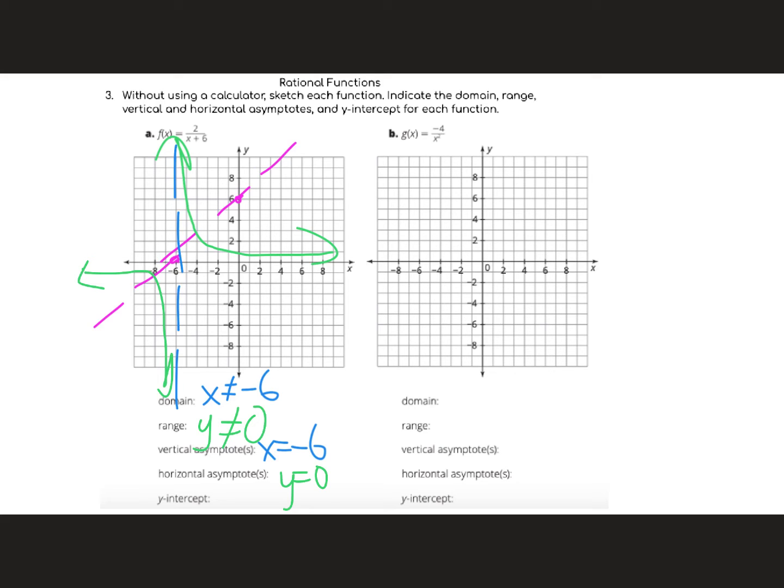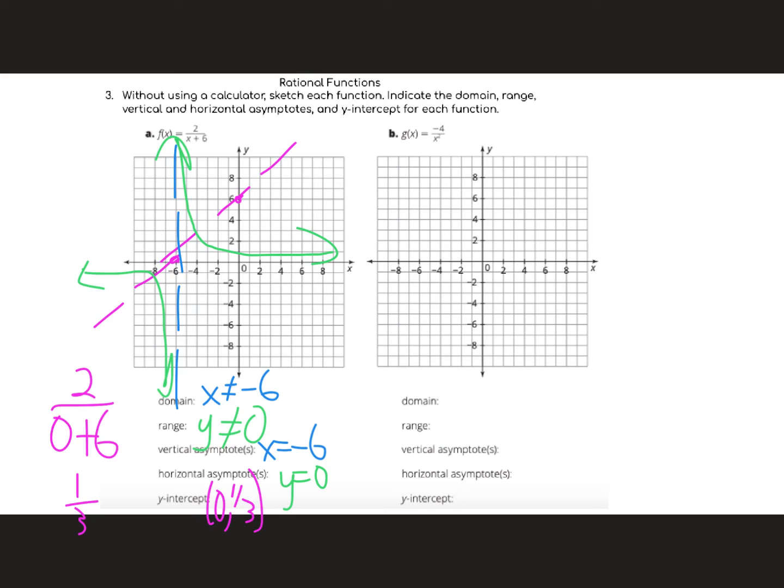For the y-intercept, I would just plug in. So the y-intercept is when x is 0, so 0 plus 6. So that's 2 over 6, which is 1/3. So the y-intercept is (0, 1/3). Obviously, I didn't do a great job on my graph of where that was, but that's okay. It's just basically a sketch. I would prefer this graph to not have numbers on it or grid lines.